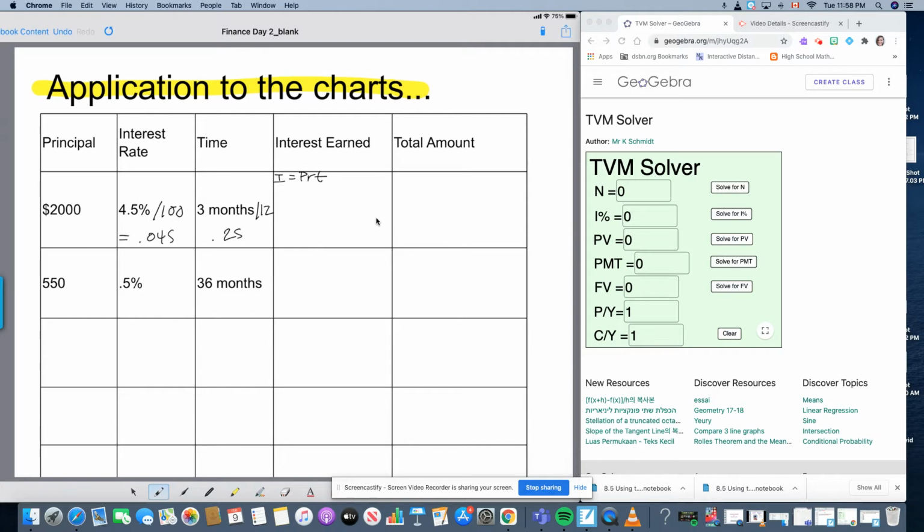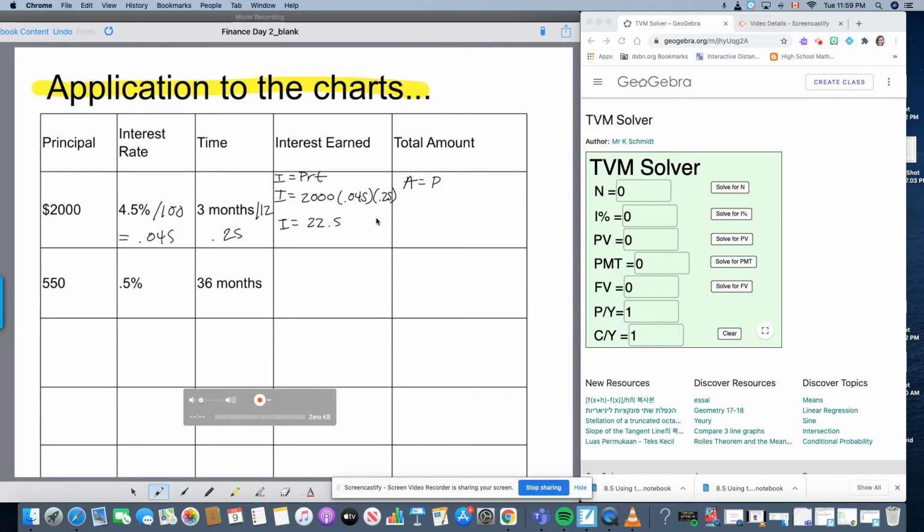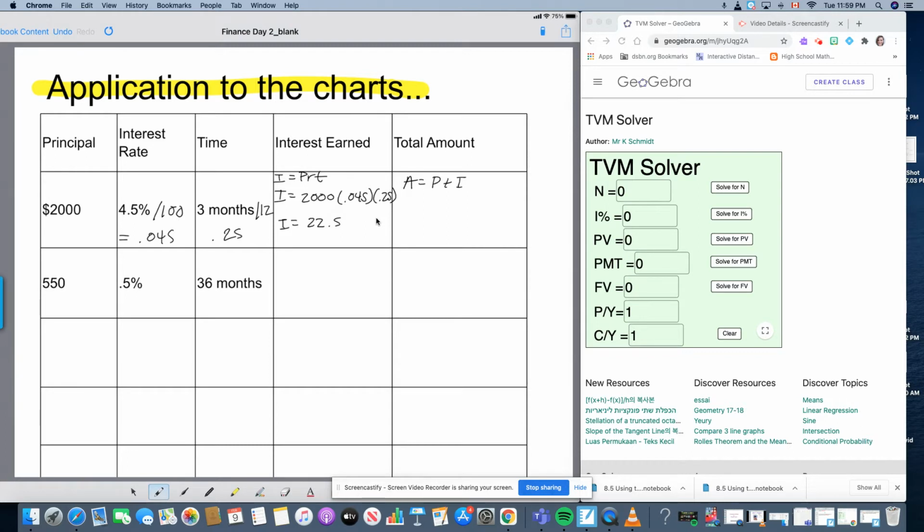And then you're going to just times this all out, right? So the interest equals 2,000 times 0.045 times 0.25, and you should get I equals 22.5. Okay, so this should be pretty simple. And then for the total amount, that's A equals P plus I.